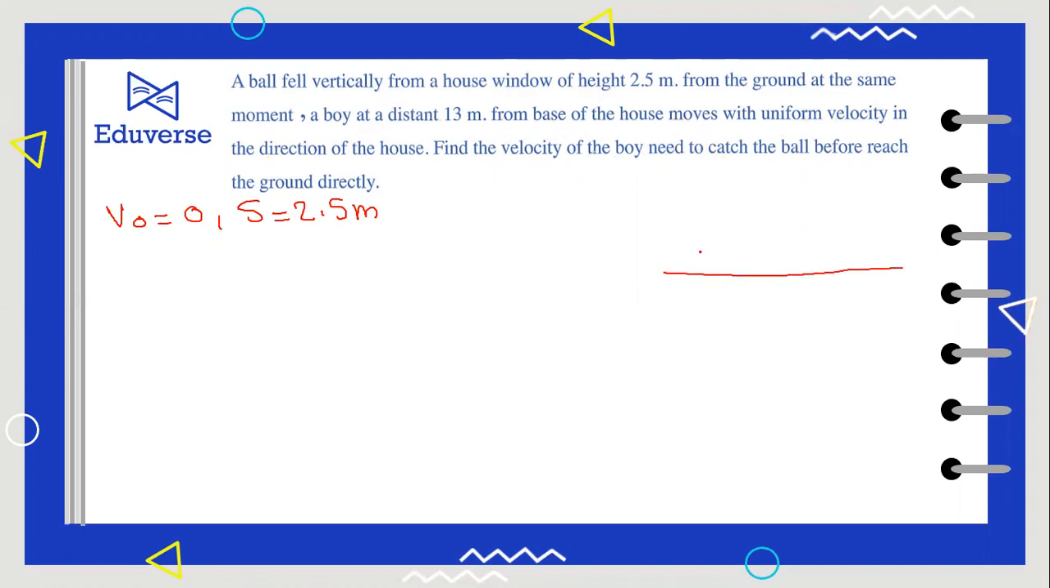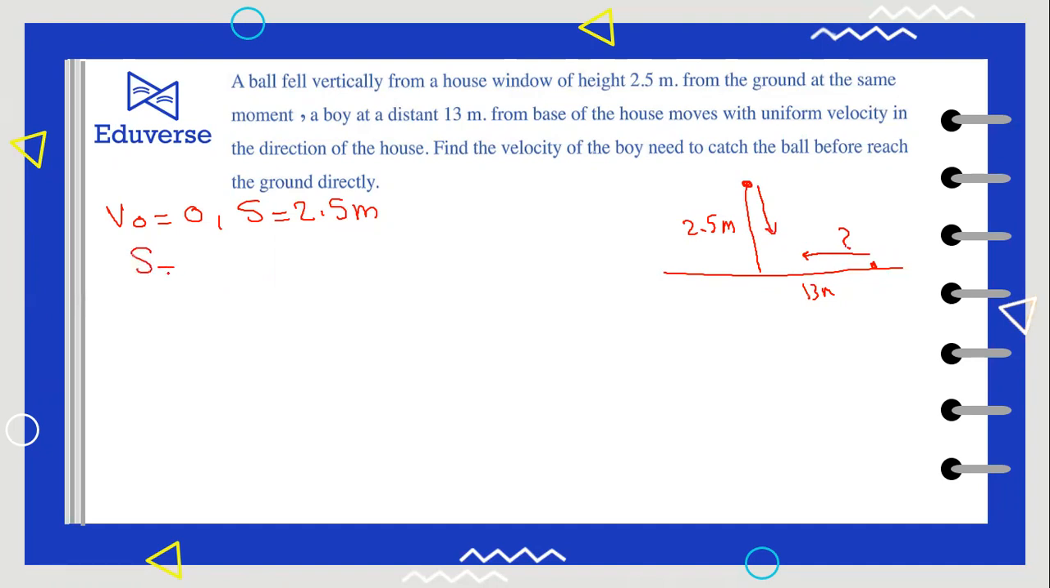Here I have 2 motions, okay? Motion number 1: from the height of the house, 2.5 meters high, the ball falls down. At the same moment, the boy, about 13 meters from the base of the house, runs to catch the ball falling from the window. What is the velocity of the boy to catch the ball before it reaches the ground? Firstly, I must find the time for the ball to reach the ground.